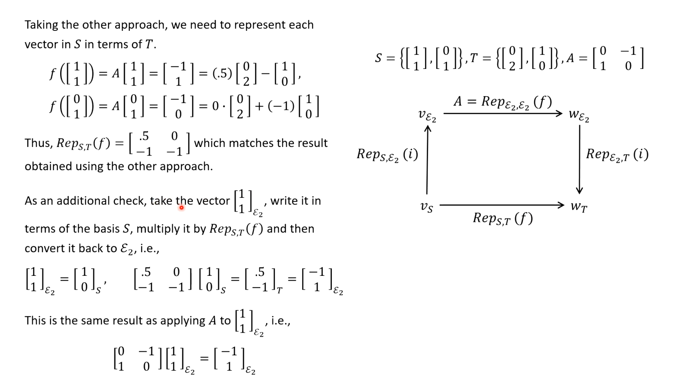So as an additional check, we can take an example. Let's take a vector 1, 1, write it in terms of the basis S, multiply it by this matrix here, what we've computed, and then convert it back to E2. Okay, so we have 1, 1 in terms of the basis S. That's 1, 0. It's just 1 times this term plus 0 times that term. Then we multiply it by this here.